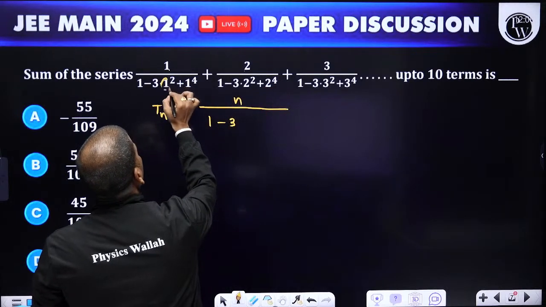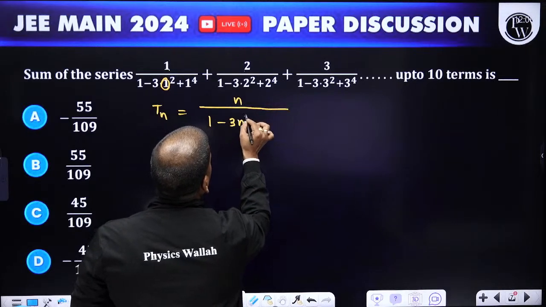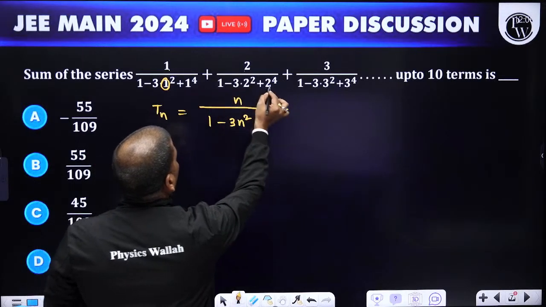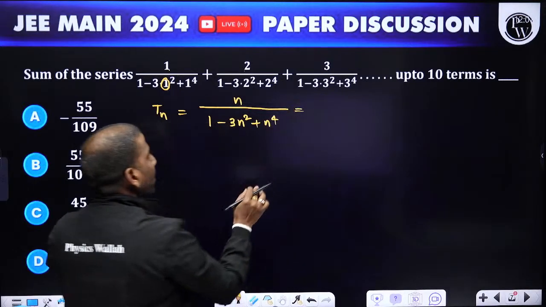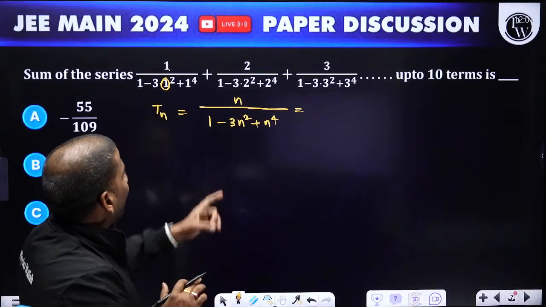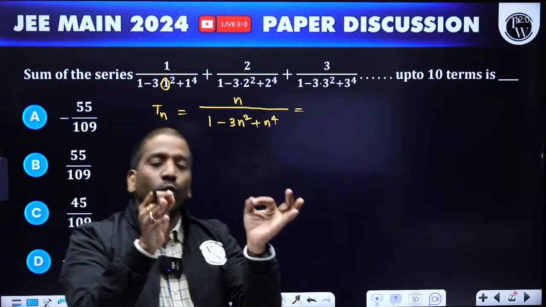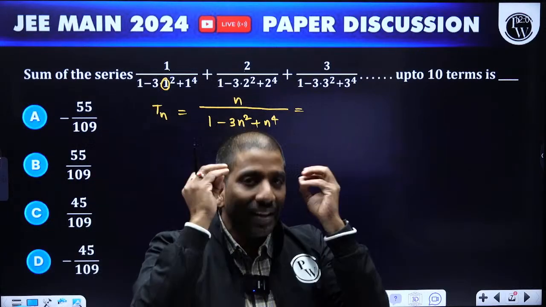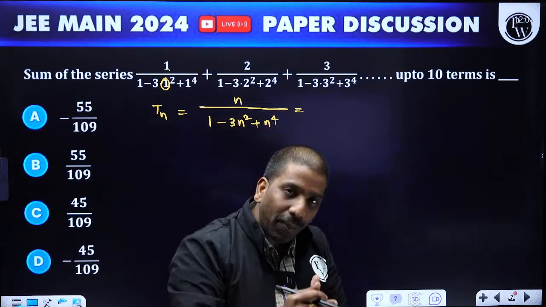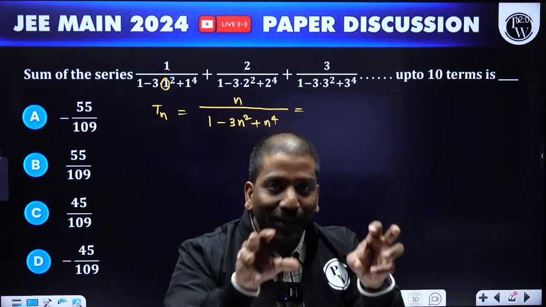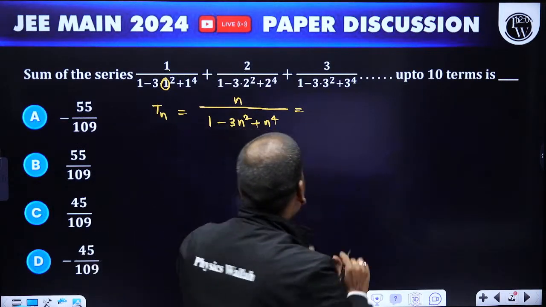Here, the first term contains 1 square, second term 2 square, third term 3 square. So the nth term is n square plus 1 power 4, 2 power 4, 3 power 4, so n power 4. Now our target is expressing this term as a difference of two consecutive terms. That is our thought process. So how effectively we manipulate these expressions in order to write as a difference of two common terms, right? That's what we are making.